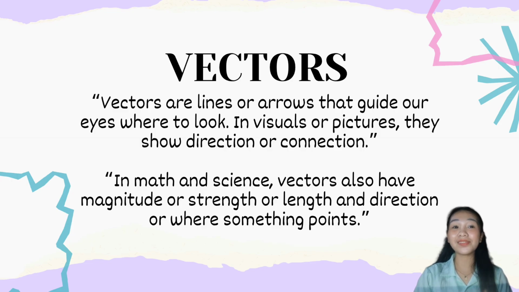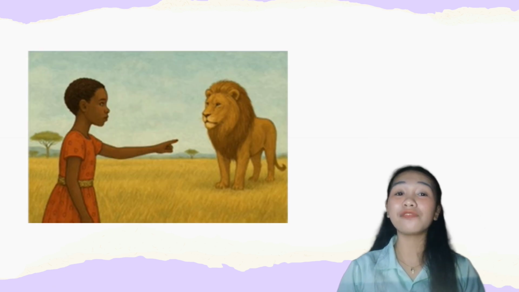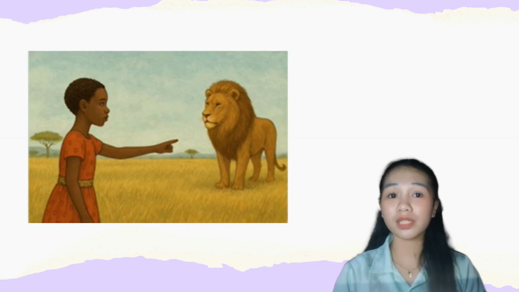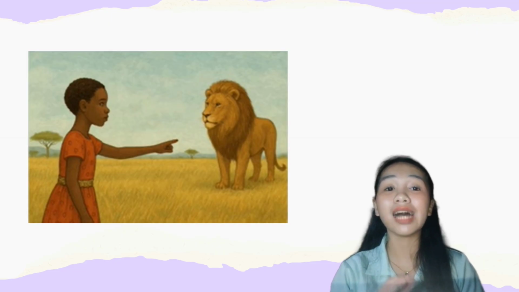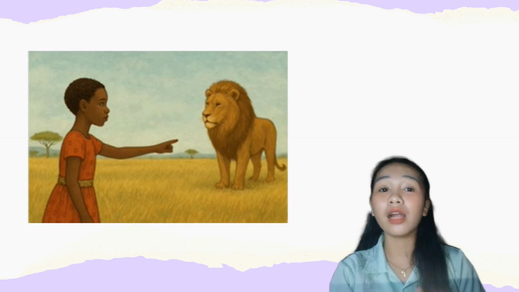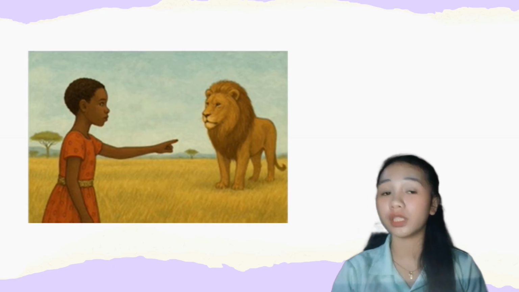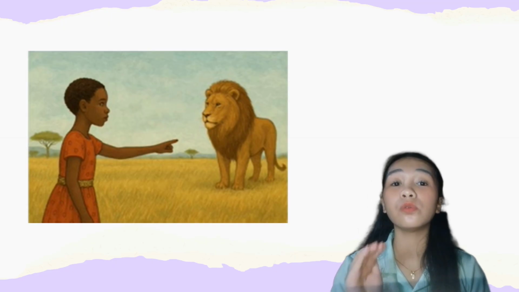Now, vectors are lines or arrows that guide our eyes where to look. In visuals or pictures, they show directions or connections. In math and science, vectors also have magnitude, or strength or length, and direction of where something points. Now, to be more clear, let's have an example. In a South African folktale, the lion's whistler, when the girl reaches out her hand towards the lion, her arm acts like a visual vector, guiding our eyes straight to the lion.